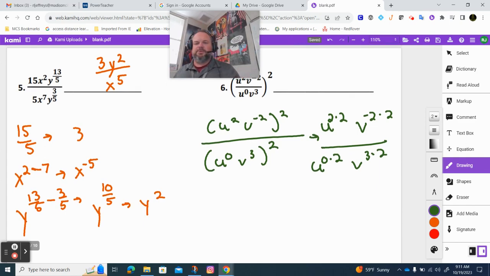So once we distribute all that, we got to split it, then distribute properly. We have U to the 4th, V to the negative 4. This goes away. This just becomes 1. Okay, so we're done with that one. V to the 6.